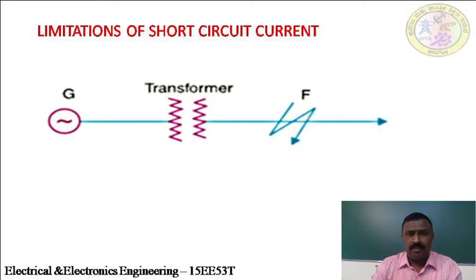So first we will see what are the limitations for short circuit current. As you know, the power system will always be operating in two modes of operation. One is said to be the normal mode of operation, and the second is the abnormal mode of operation. In the normal mode of operation, all the components are working satisfactorily. Hence, there will always be a power flow from the generation end to the utilizers.